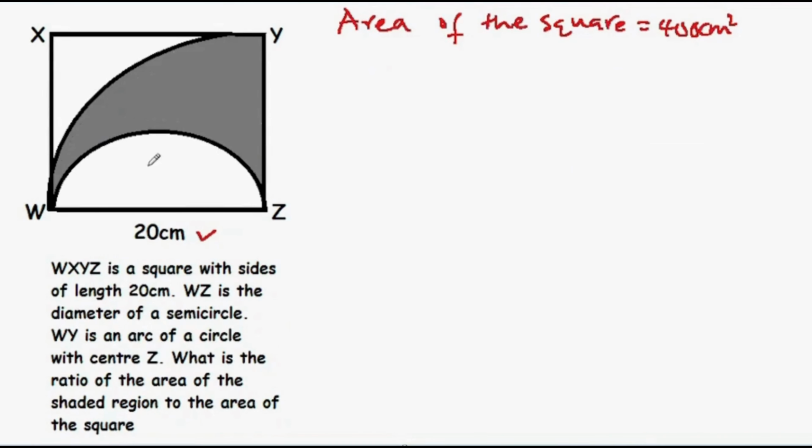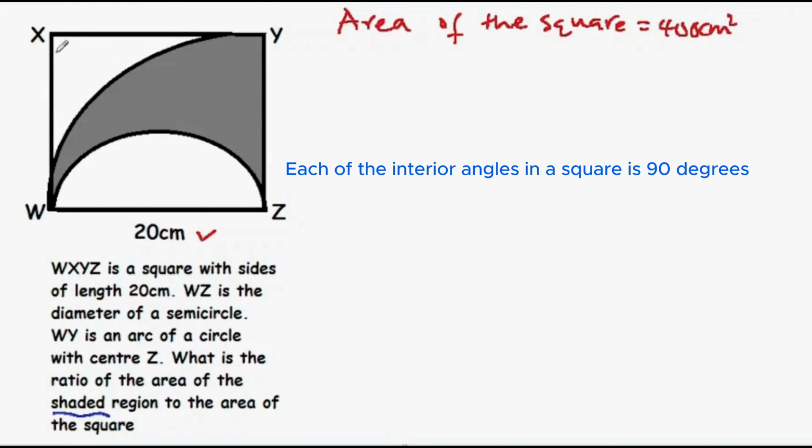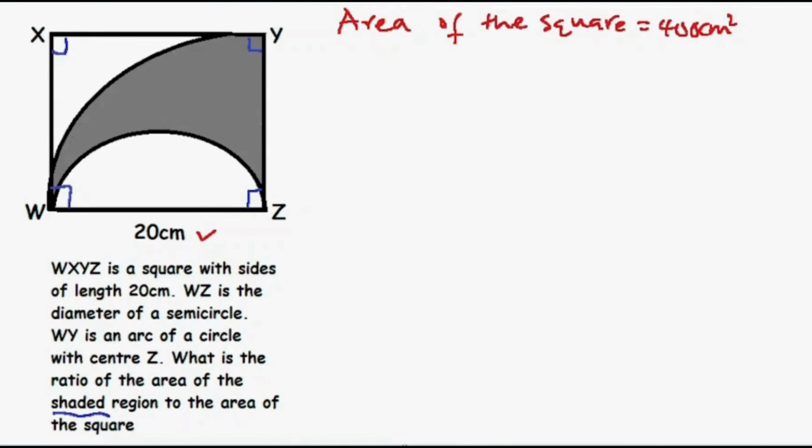Now that we have the area of the square, let us proceed to find the area of the shaded region. The first thing I'm going to address is that each angle in a square is 90 degrees. There are 4 angles in a square and each of them is 90 degrees. This is 90 degrees. Here is also 90 degrees. Here is 90 degrees. And here is also 90 degrees. So what I will do right now is trace out the sector. Here is the sector.